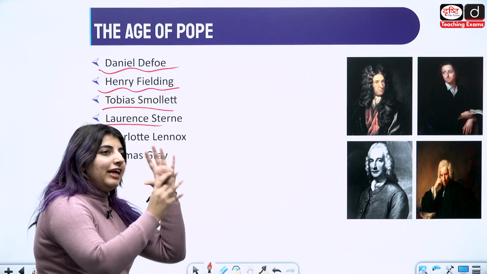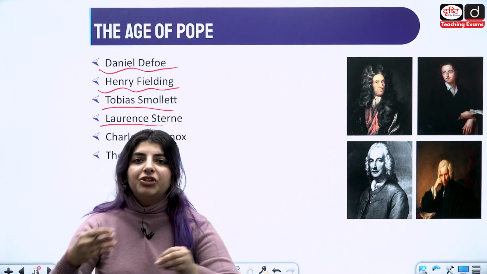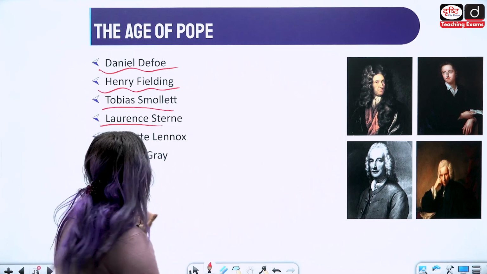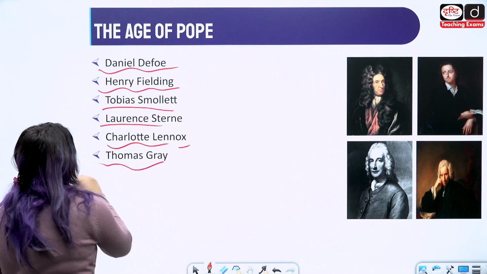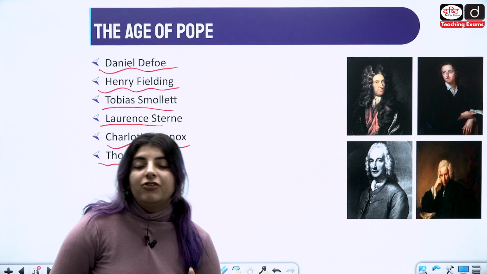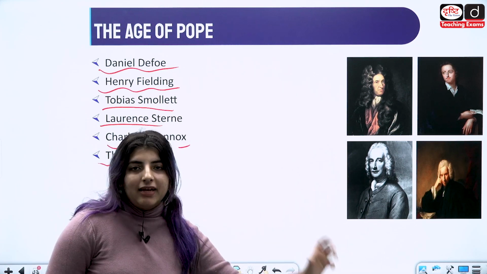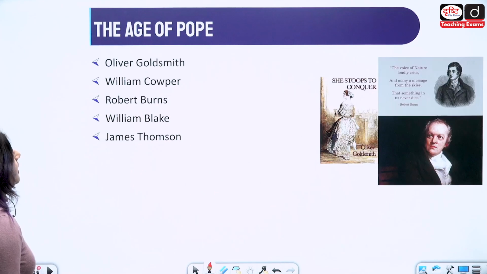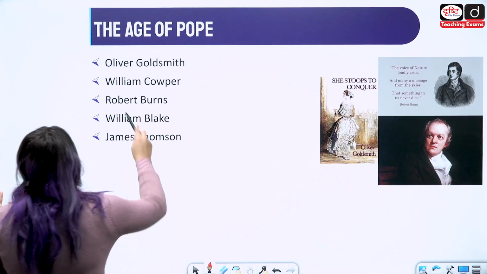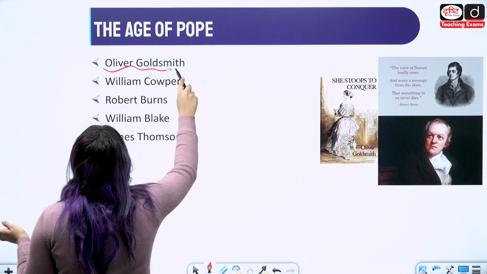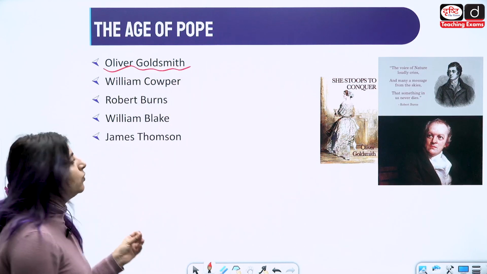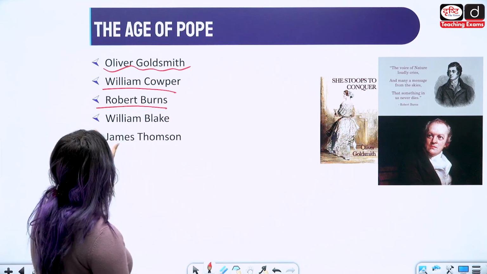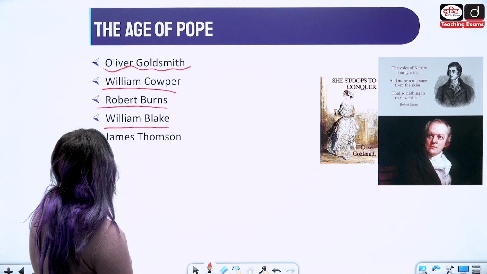How even in the age of Pope, we start to see the postmodern digressions that the postmodernists talk about, right? Charlotte Lennox and Thomas Gray, Elegy Written in a Country Churchyard. All these things, small or large, would be taken care of, right? Then we have, so you see in the age of Pope, we have multiple writers. Oliver Goldsmith, She Stoops to Conquer, William Cowper, Robert Burns, right? William Blake and James Thomson.